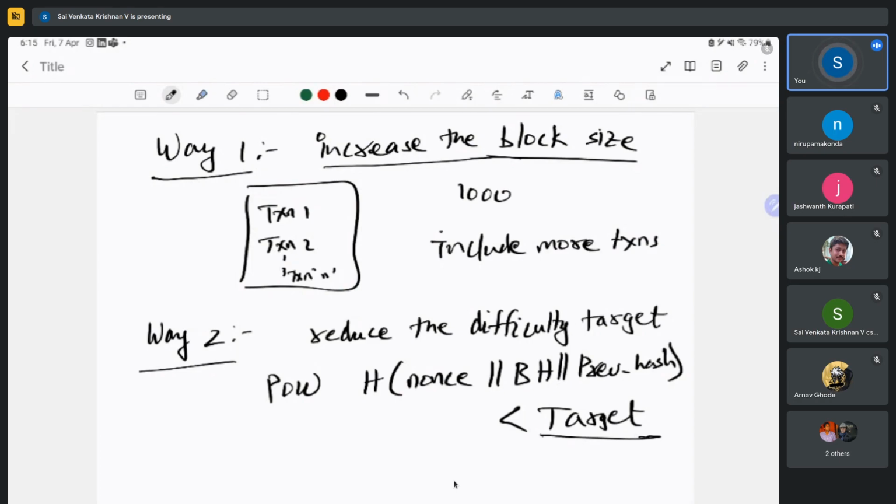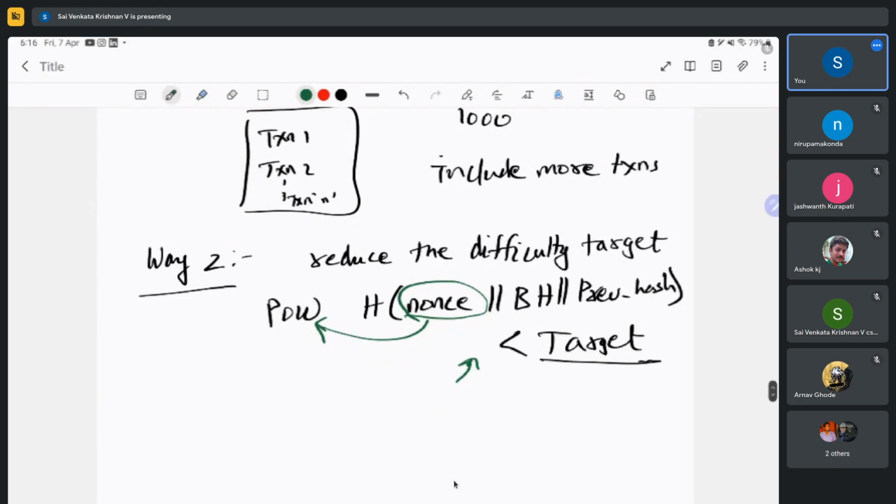And finding this particular nonce over here, this is what your whole proof of work game is all about. And the first node to find this nonce which satisfies this condition is the winner, and that block can be added to the blockchain.